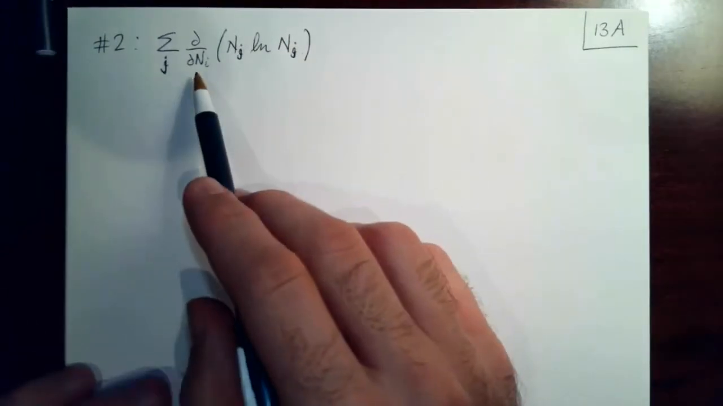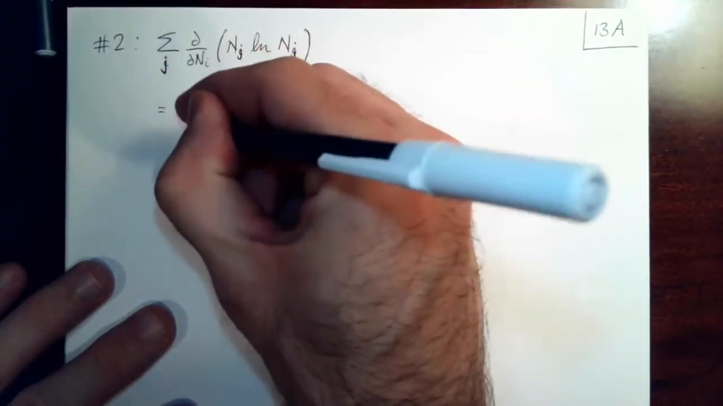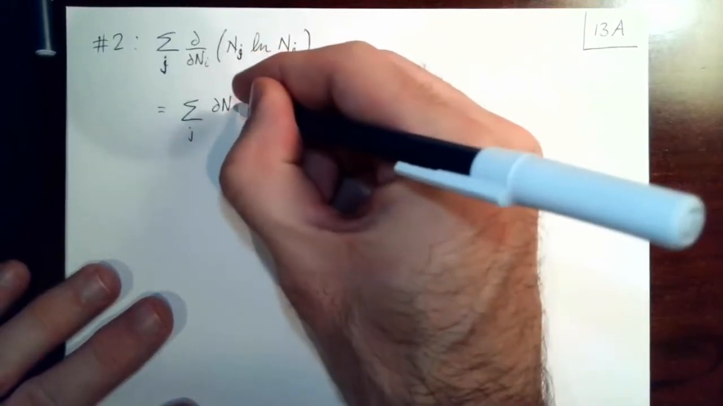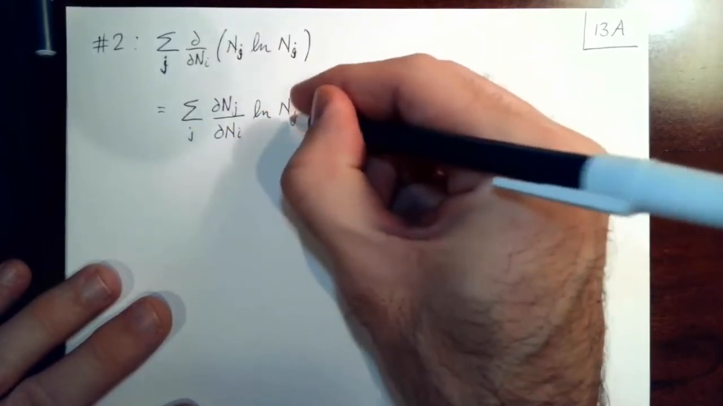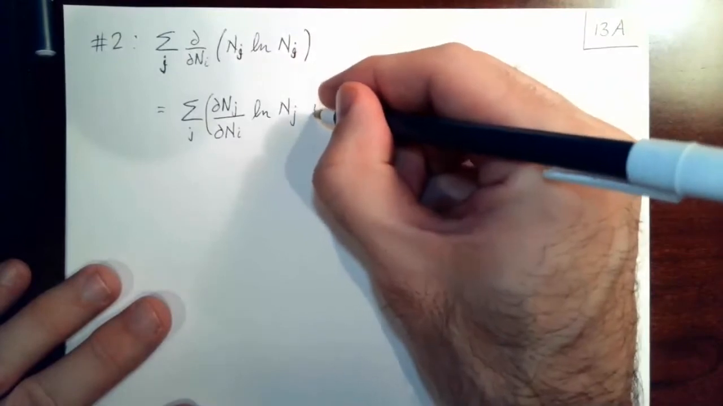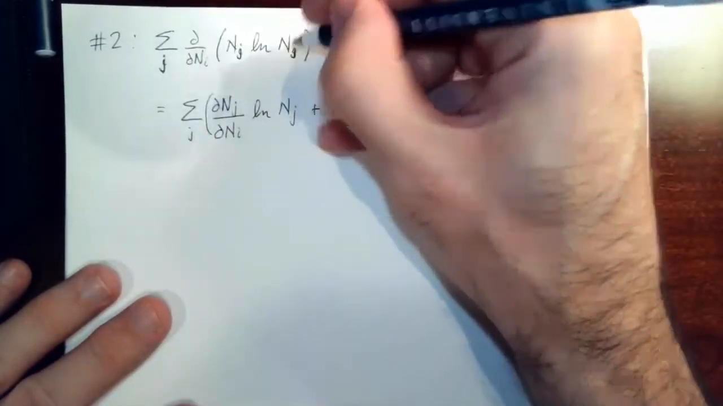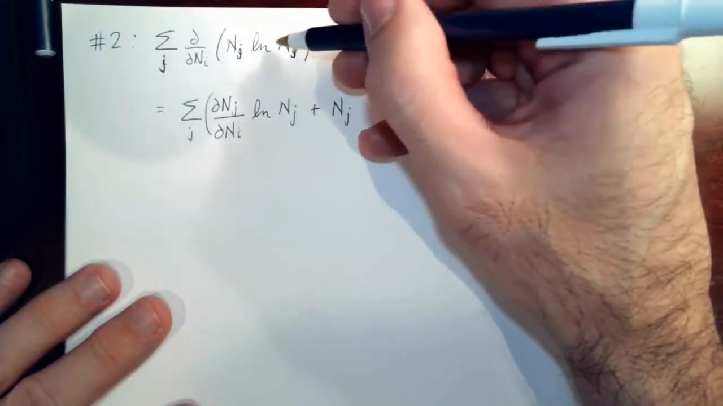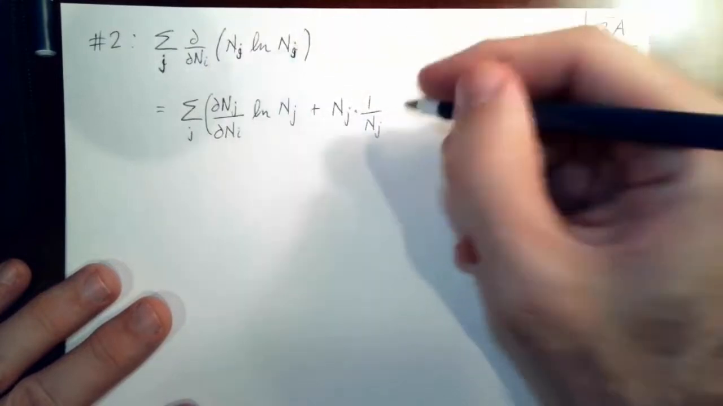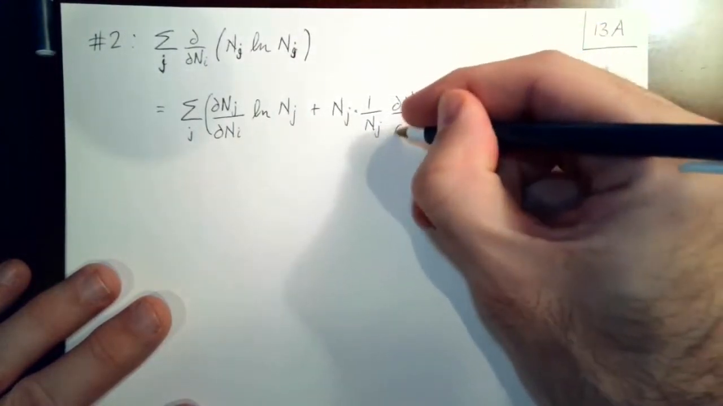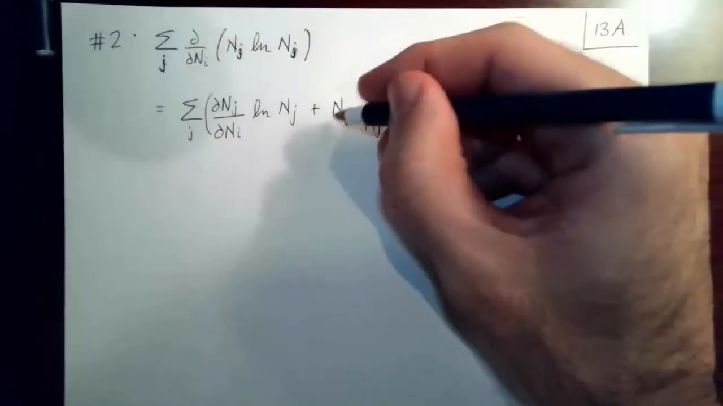Okay, so once again, I have the derivative of a product, so I have to use the product rule. So I'm going to get the sum of the derivative of the first, which is the derivative of nj with respect to ni, times ln nj, plus nj times the derivative of the second. So the derivative of ln nj is going to be 1 over nj. And then chain rule, I need to take the derivative of what's inside of the natural log. All right, so we see that these nj's cancel.